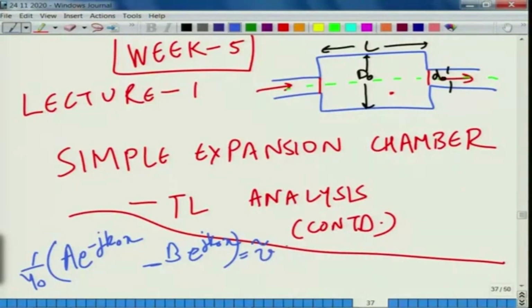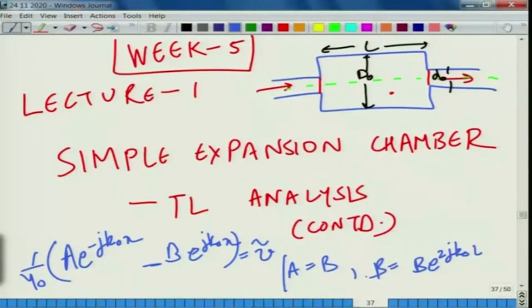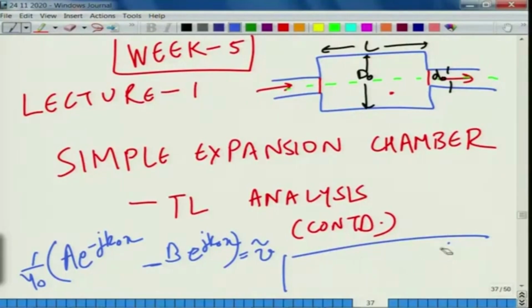So why am I telling you this? Because to get the resonance frequencies, or the actual resonance frequencies, of a simple expansion chamber, one needs to put a rigid wall condition at the left end and also the right end. So basically, once you do that, you will get A is equal to B, and another condition that you are going to get is A is equal to B times e to the power 2jk0L. So once you substitute this in here, instead of A I will write B, making use of this expression, I will get rid of this, and what I would do is write (1 minus e to the power 2jk0L) times B is equal to 0.